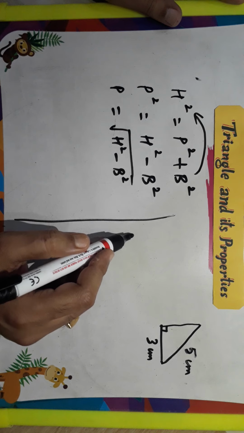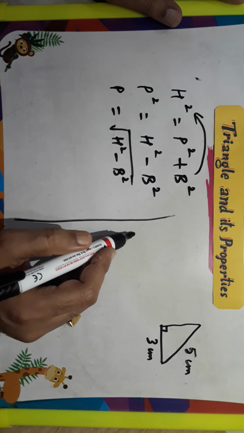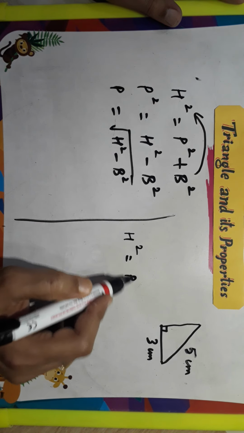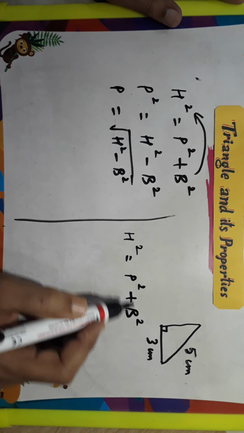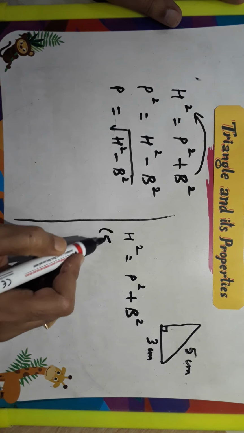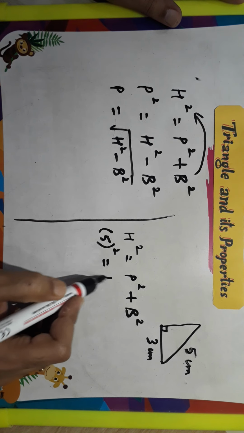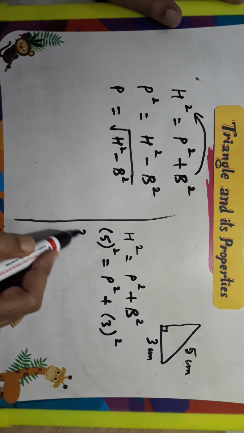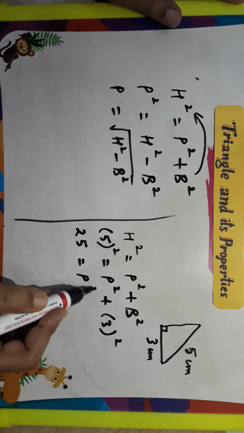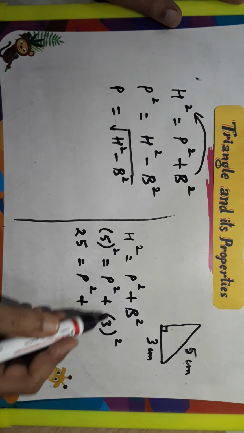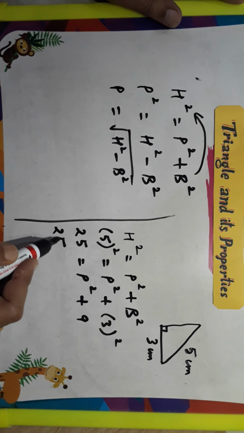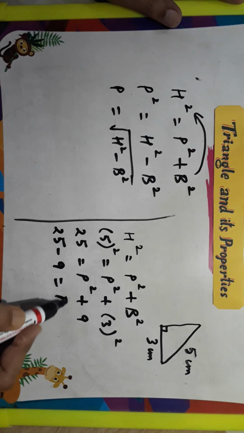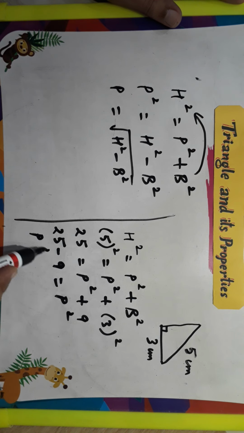First I am showing you how to find perpendicular, so hypotenuse square equals perpendicular square plus base square. Hypotenuse is known to us, that is 5 square. Perpendicular has to be found, base is 3, so 3 square. 5 square is 25, and 3 square is 9. This 9 will be getting transposed, so 25 minus 9 equals perpendicular square. Perpendicular square equals 16. Perpendicular will be equal to under root 16.